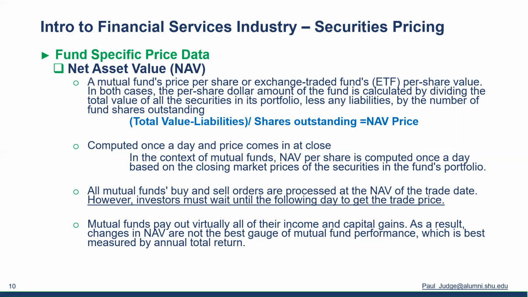All mutual fund buy and sell orders are processed at the NAV of the trade date. However, investors must wait until the following day to get the price. So if you put in a buy order at 12 noon, you don't know what price per share you're going to get. You say, I'm going to buy $10,000 worth of this mutual fund, but you don't know how many shares that will yield. Or you can say, I want 1,000 shares. You don't know the exact price because it's all based upon the NAV, and the NAV isn't calculated until the end of the day.